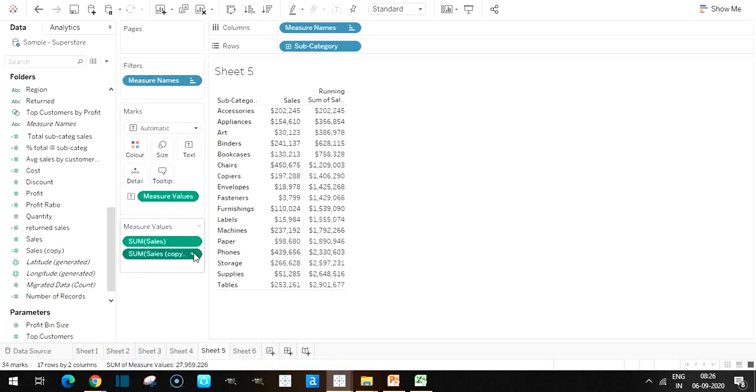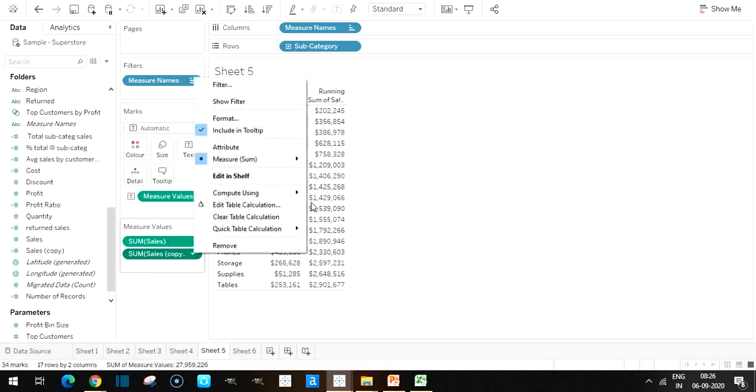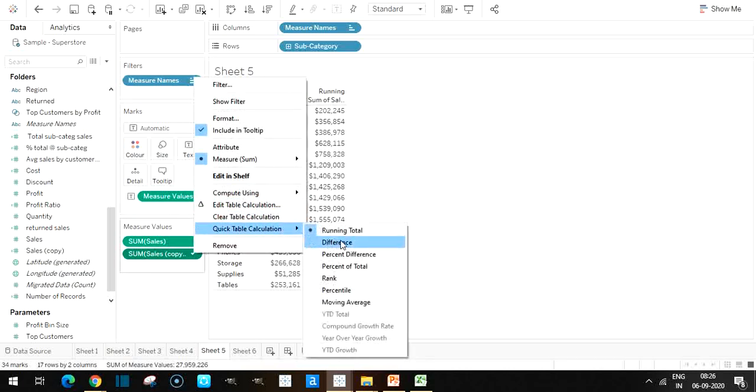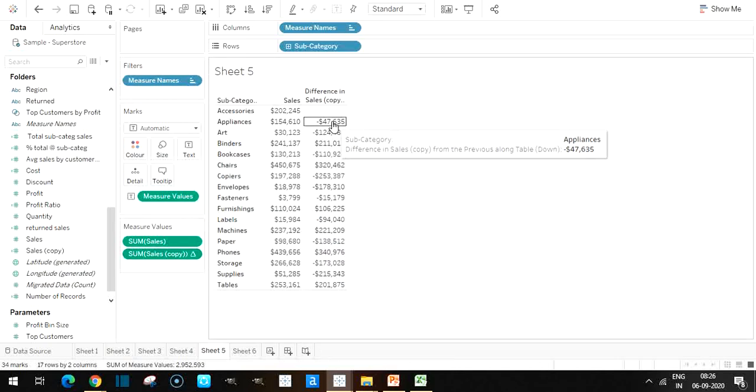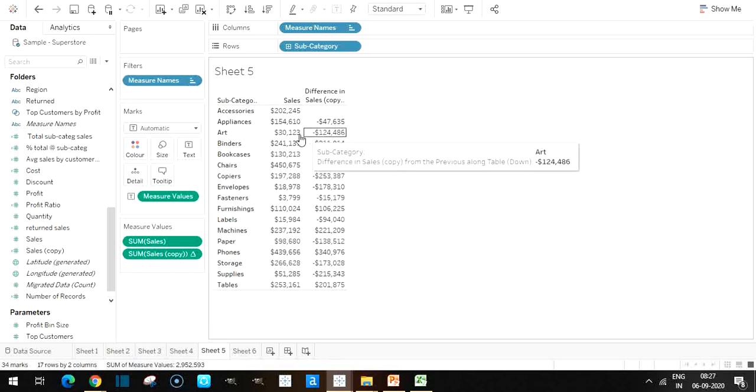Quick table calculation. So running total I did now. Now let us see the second item, which is difference. When I see difference, basically you are observing the current value minus the previous. Suppose appliances is my current value. So 144 minus 202. Obviously appliances is a smaller number than accessories, so you'll get a 47,000 difference. And art is like 30,000 minus 154, you will get this number.